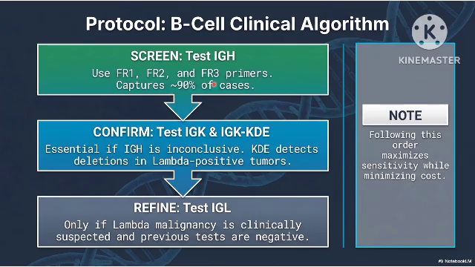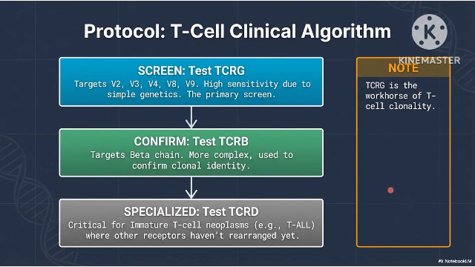If there is somatic hypermutation, you take leader primers. Otherwise, you do Ig kappa. If Ig kappa is negative, you can use Ig kappa KDE as a surrogate. Otherwise, you can go for Ig lambda rearrangement. So, following this order will maximize your sensitivity while minimizing the cost.